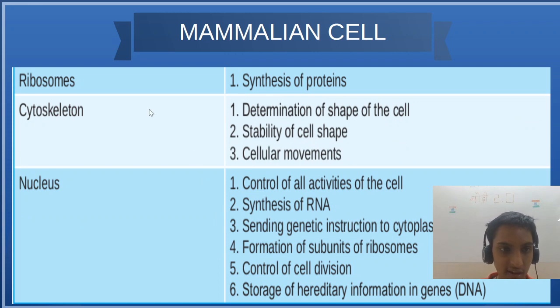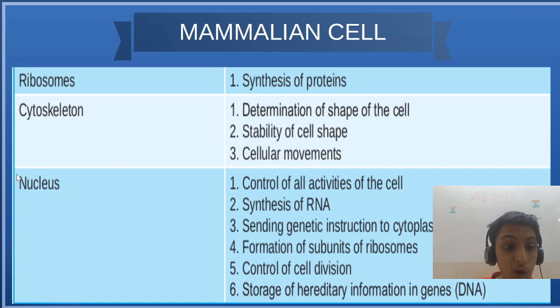Alright. Next will be the ribosomes where the proteins will be synthesized. I'll tell you about this even in the DNA RNA video. And then cytoskeleton. Cytoskeleton will determine the shape of the cell, or just remember it will do the cellular movement and maintain the integrity of the cell.